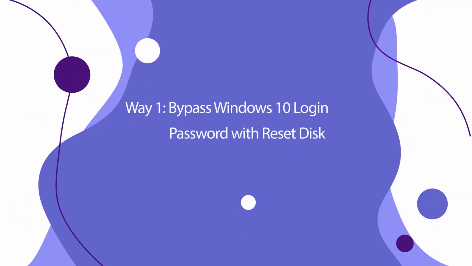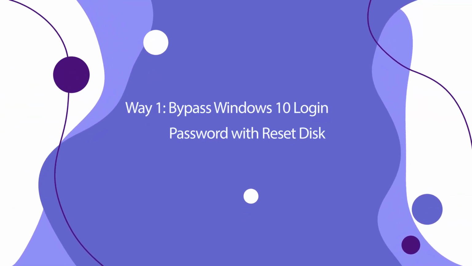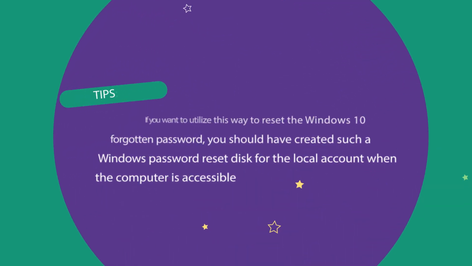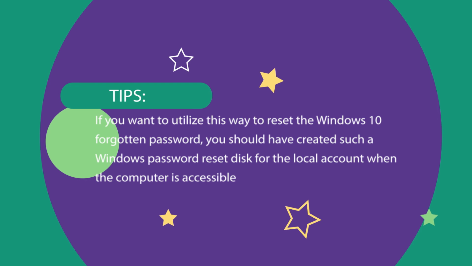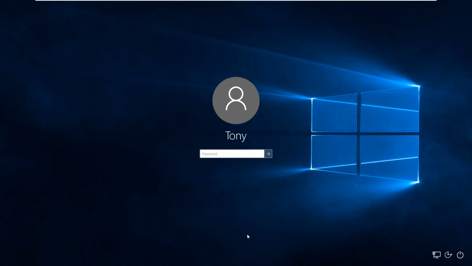Way 1. Bypass Windows 10 login password with reset disk. If you want to unlock the Windows 10 computer in this way, you need to have the password reset disk, which is made when you set the login password.